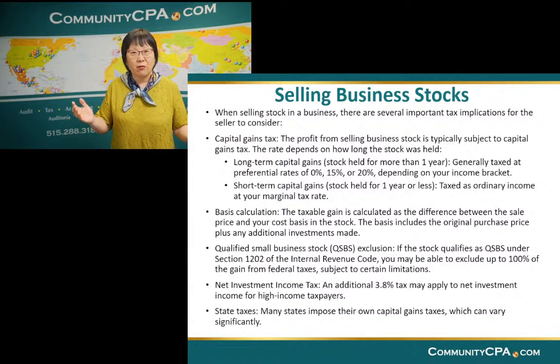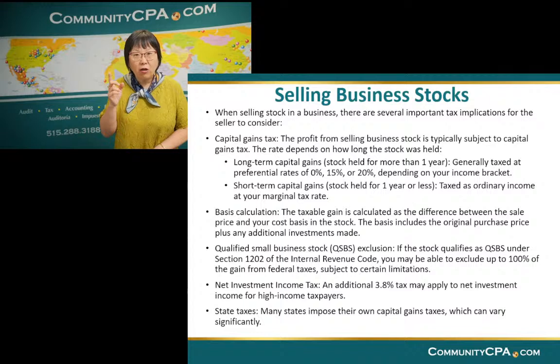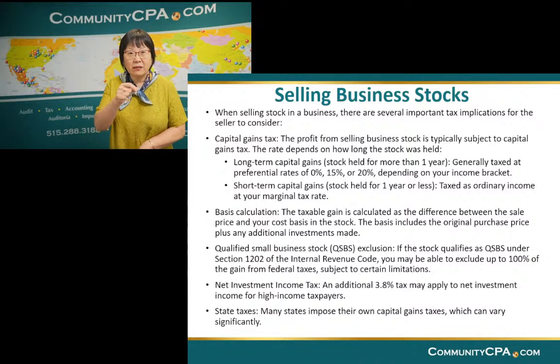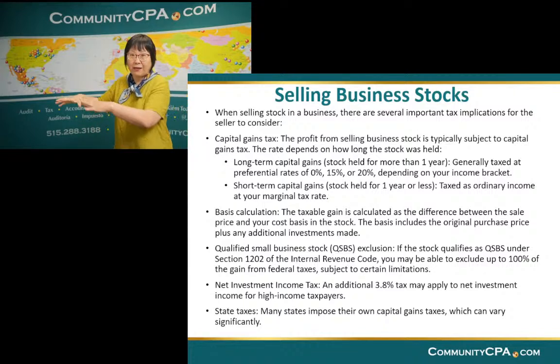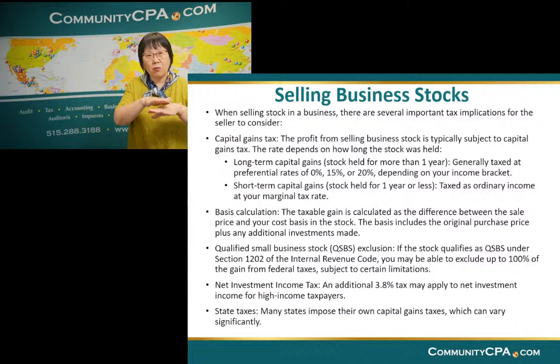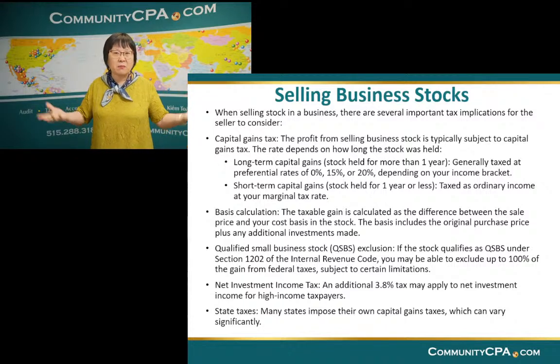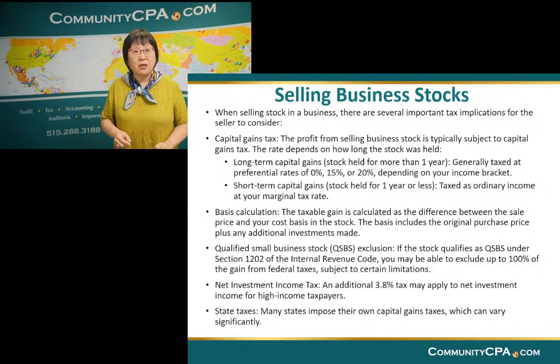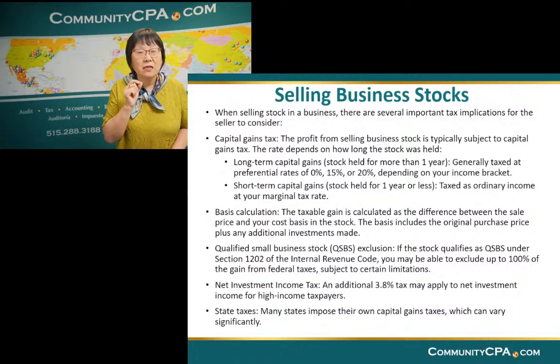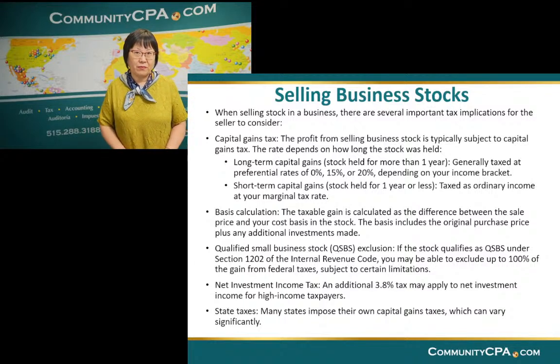The rate depends on how long you hold the stock. So long-term capital gain, for stock held more than 1 year, is generally taxed at the rate of 0%, 15, or 20, depending on your other income, what level you are at. So maximum 20% long term. Short term is taxed as ordinary income.